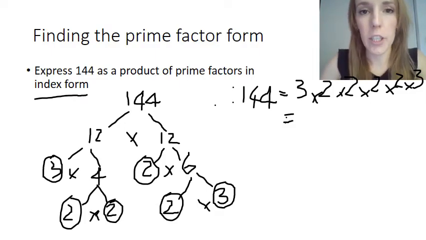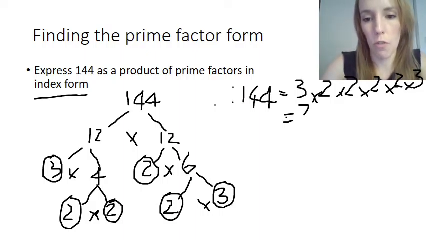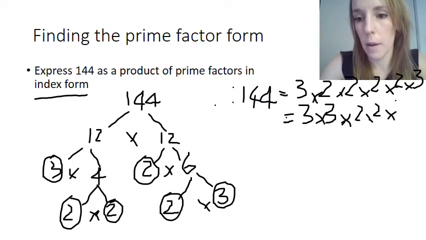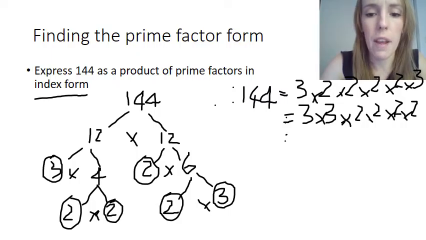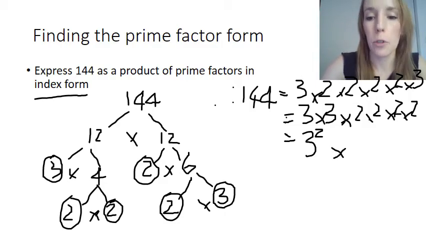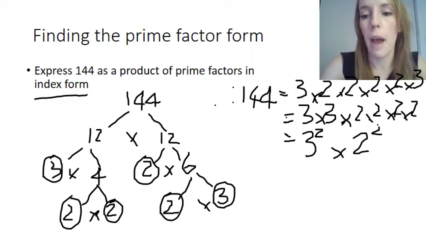So I'm going to rearrange it so the numbers are together. So the 3 times 3, and then all the 2s. Sorry, 2 times 2 times 2 times 2. That is a 2, not a 7. And from there I can write it in index form. So 3 times 3 is the same as writing 3 squared. And 2 times 2 times 2 times 2 is the same as writing 2 to the power of 4.